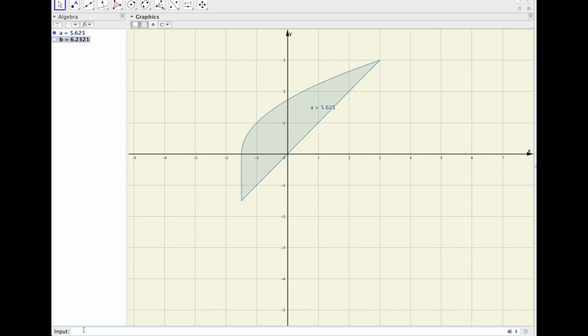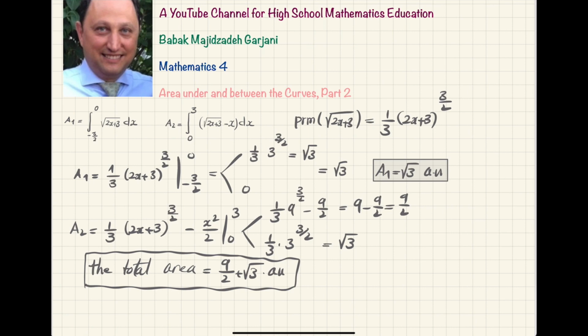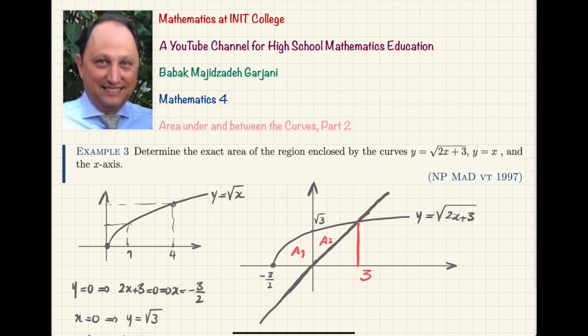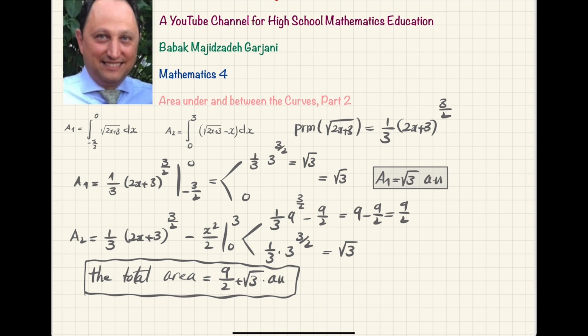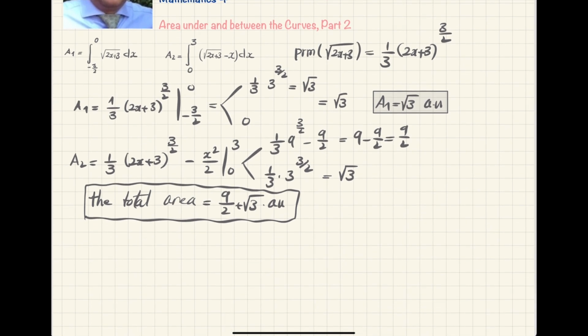Let me double check again. Did you see any flaws? Let me also go back so that you can also see if there are any flaws in my calculations. So from minus 3 over 2, 0, 0 to 3. So was it 3? Yes. And then what we are doing, I put 0 here and 3 here. Yeah, everything is okay.